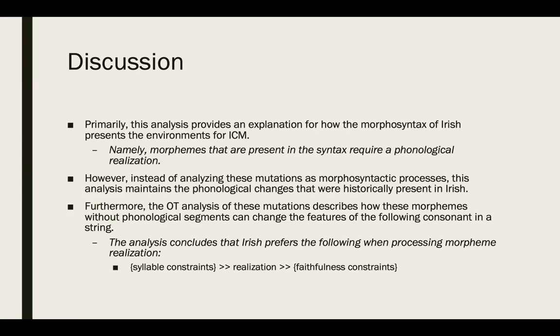Furthermore, we see that the overall constraint ranking seems to be as follows. Syllable constraints are the highest ranked constraints, followed by realization of the morpheme, which ultimately all outrank faithfulness. That is, realization of the morpheme is the trigger for change in Irish. That trigger allows for violations of faithfulness, provided that it complies with syllable structure.